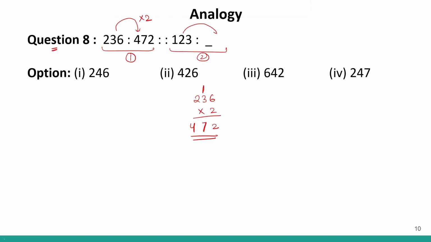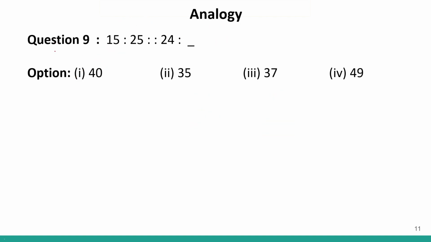So we will multiply by 2 here also. So 123 into 2 will give me how much? 3 into 2, 6. 2 into 2, 4. 2 into 1, 5. Sorry, 2 into 1, 2. I will get 246 as the answer. And 246 is given in option number 1. So option number 1 will be the correct answer to this question. Clear? Moving on to question number 9.